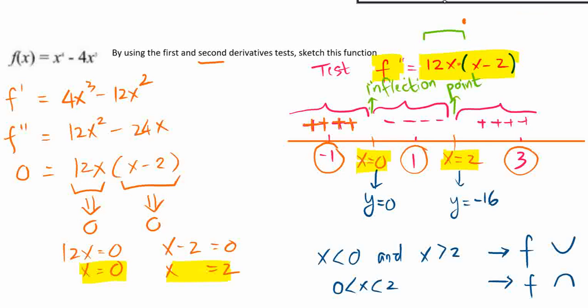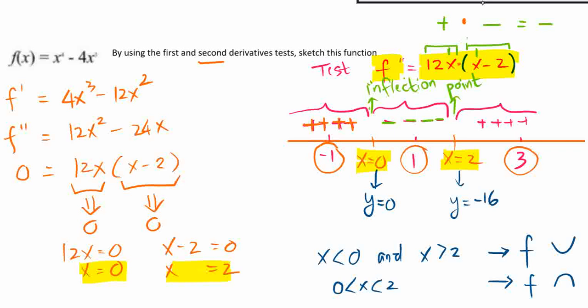Positive 1. Now if we put 1 here, 12 times 1 is 12, positive, so this is positive. Now for this segment, 1 minus 2 is negative, 1 minus 2 is -1, so it's negative. Positive times negative will give us negative. So this section is negative.